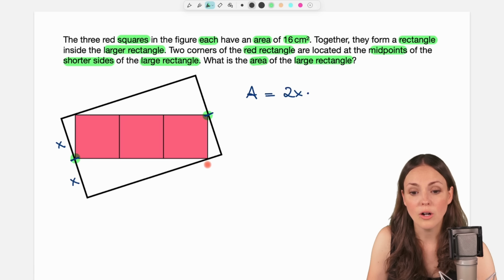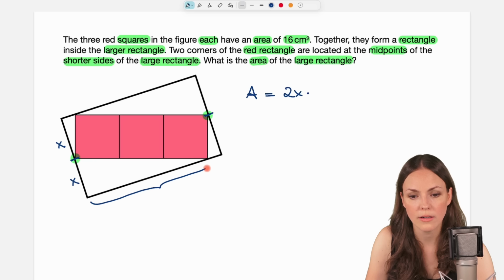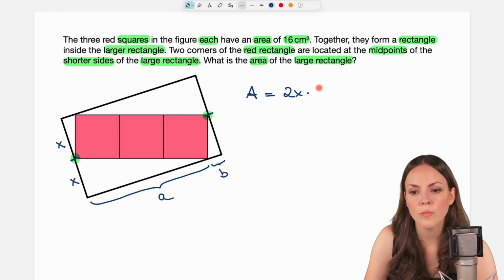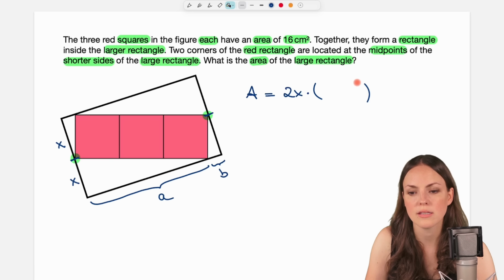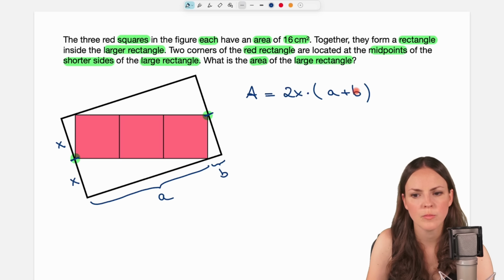This side is also divided into two parts. We have this part here and this part here. I call this part a and this one b, and the length of the entire side is a plus b then. So I have to write this in parentheses that I multiply by a plus b. Like this, we can find the area of the large rectangle.